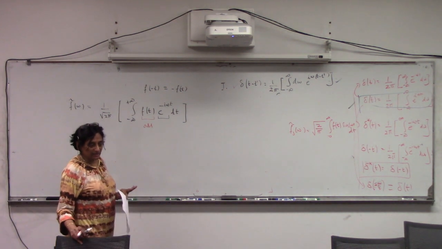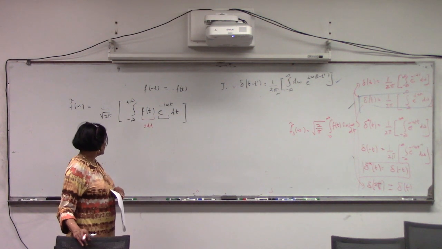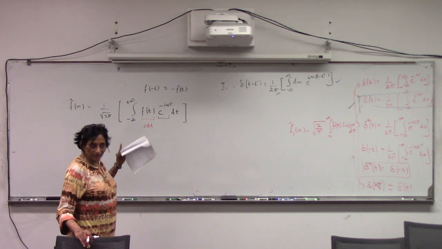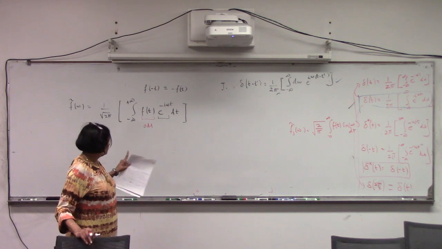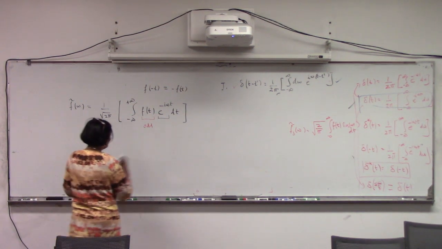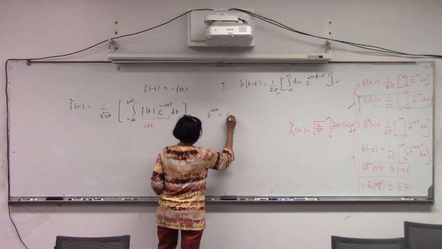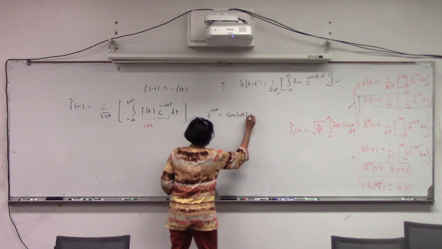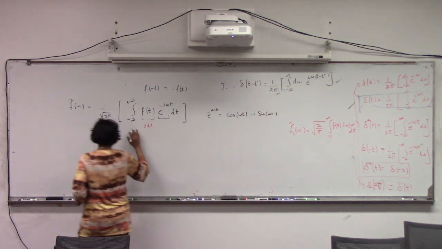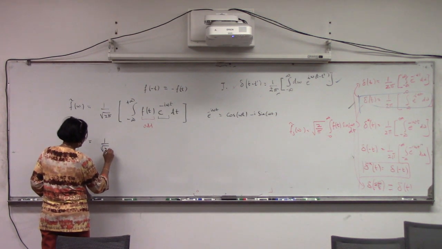Exponential i omega t has sine and cosine, right? The cosine is an even function times an odd function under integration over an infinite domain, which will go to 0. The only term which is going to survive is the sine term. So cosine omega t minus i sine omega t, with the minus sign. So this integral I can write as 1 over square root of 2 pi.